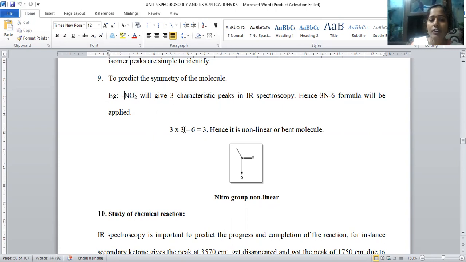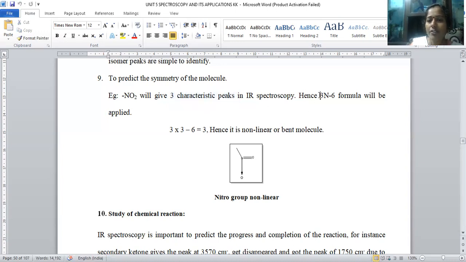In this, n stands for the number of atoms present in the given functional group. When we take the nitro functional group, NO2, 3 atoms are there. That's the reason the formula 3n minus 6 is suitable for the prediction of 3 peaks. If you use 3n minus 5, it will give 9 minus 5, that is 4 peaks. But the data which is given to us indicates only 3 peaks.